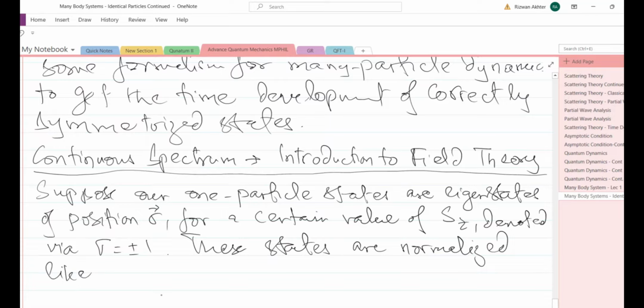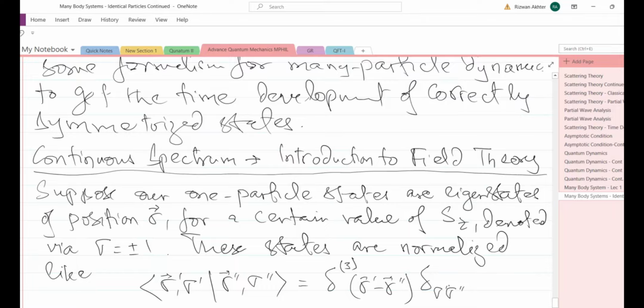How? These states are normalized as: the inner product of r prime, sigma prime with r double prime, sigma double prime equals the delta function in 3 dimensions of r prime minus r double prime, times the Kronecker delta of sigma prime and sigma double prime. So the normalization condition is given in this way for both variables, for r and for sigma. For r it is the 3 dimensional Dirac delta function, and for sigma the Kronecker delta function.